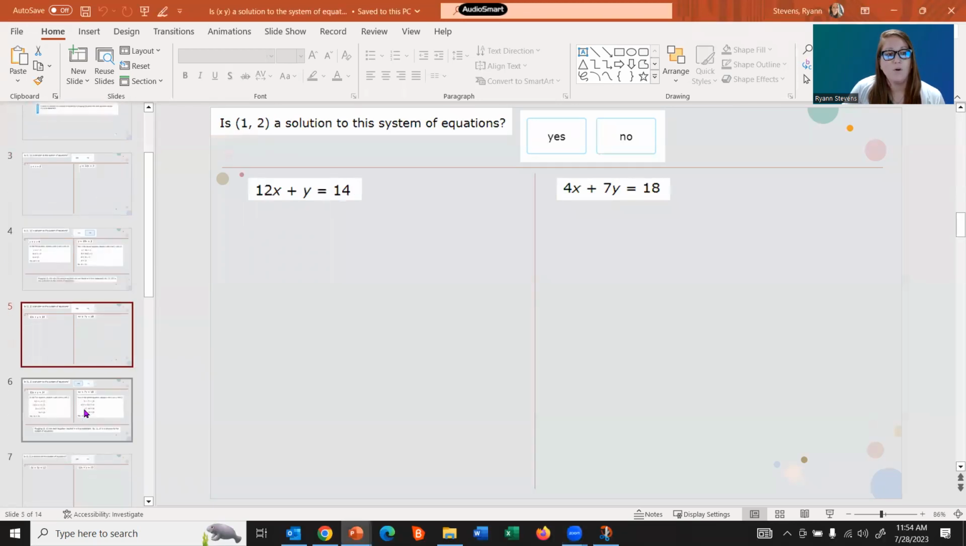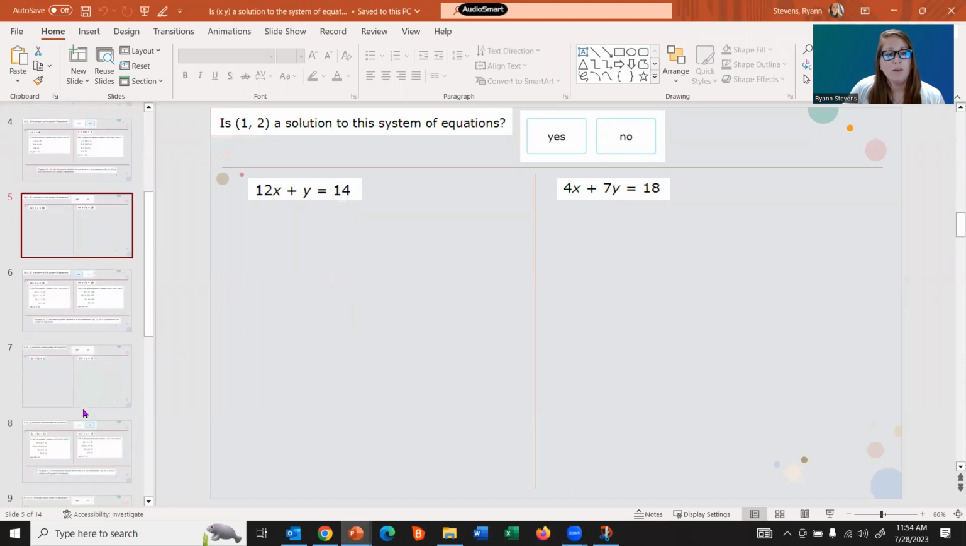Now we have the ordered pair (1, 2). Is (1, 2) a solution to this system of equations? Again, we have to remember that this ordered pair is written as our x and then our y. And so anywhere we have the variable x, we're going to substitute in the number 1, and anywhere we have the variable y, we're going to substitute in the number 2.